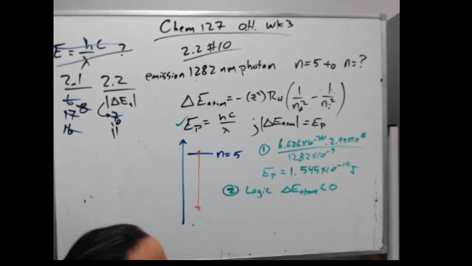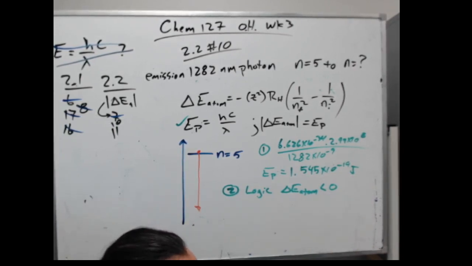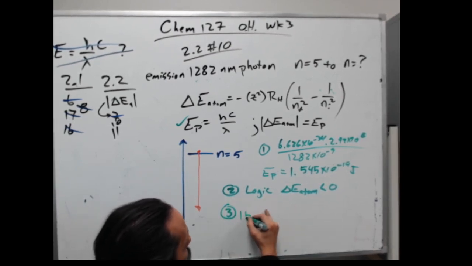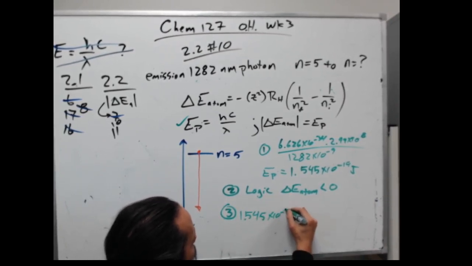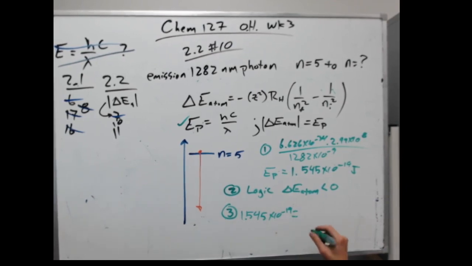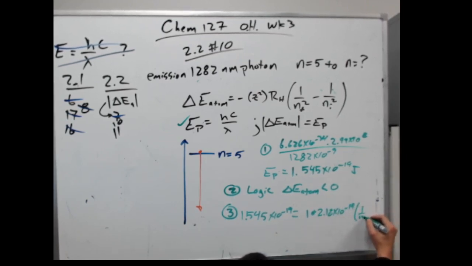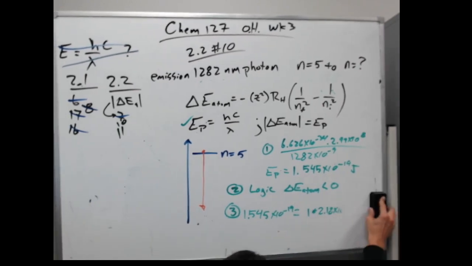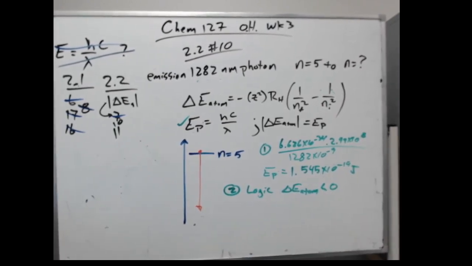Right? I know my change in energy of the atom is less than 0. It's a negative value because it's losing energy. So step 3, I'm going to go ahead and do 1.545 times 10 to the minus 19 is equal to... that got scrunched in the corner a little bit. Let me rewrite that. I don't like it when my numbers get scrunched in the corner.